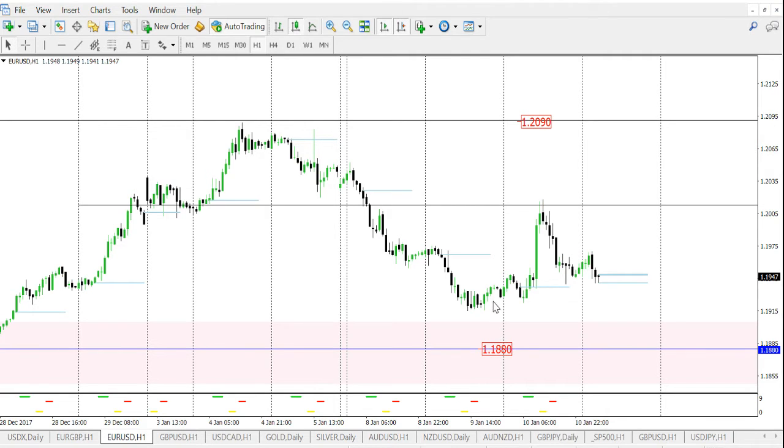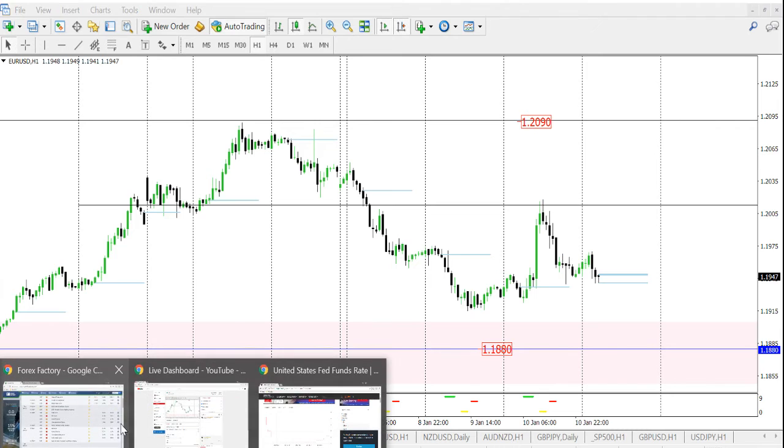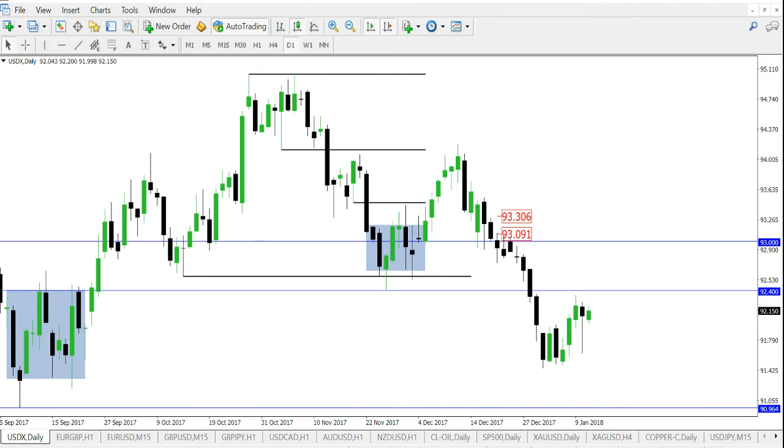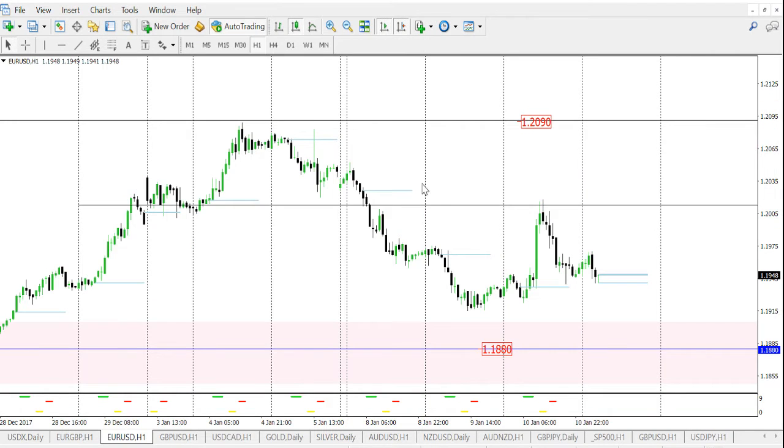Now again, there is a little bit of medium impact news on the euro, but I don't know if it would be enough to push it around too significantly. So I think price could just start to trade down anytime here. We'll wait and see what happens.